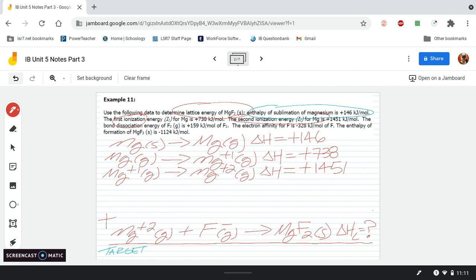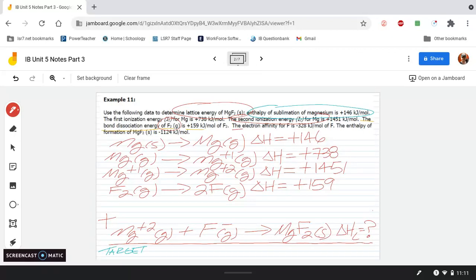And now the next line, kind of confusing, says the bond dissociation energy for fluorine is plus 159. What the heck does that mean? Okay, bond dissociation means you're breaking bonds. So we had F2, and that's a gas. And dissociation means that the F2 breaks apart into two individual Fs. And for that to happen, it was plus 159.